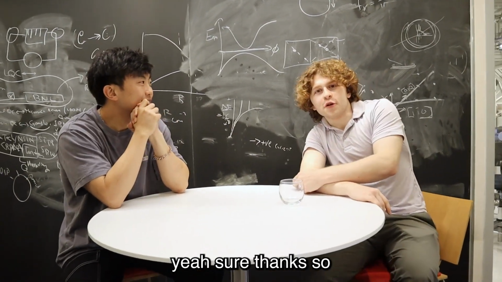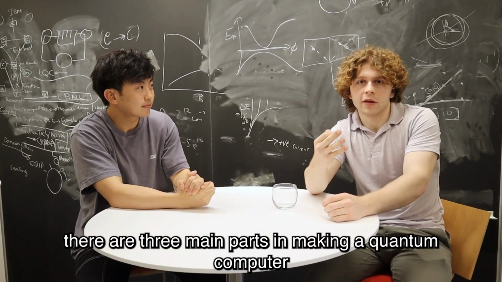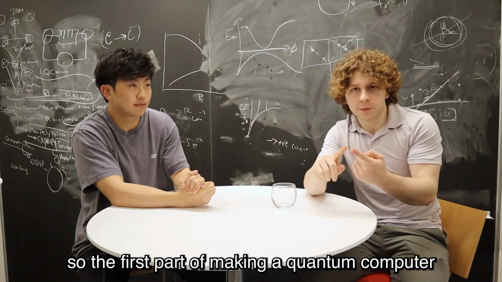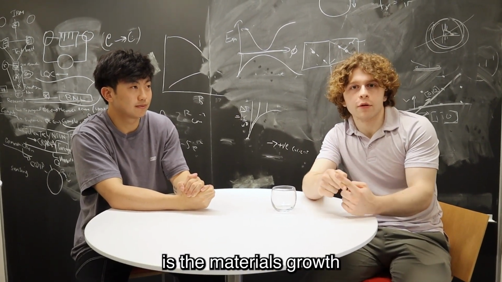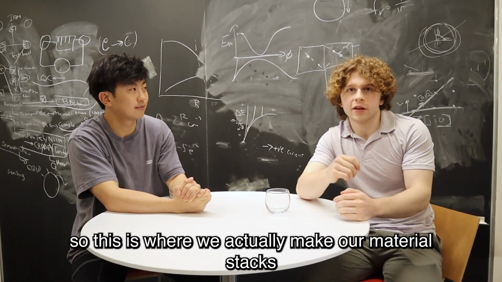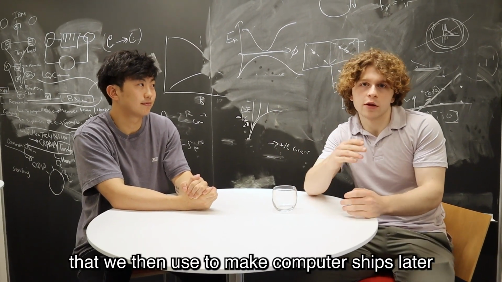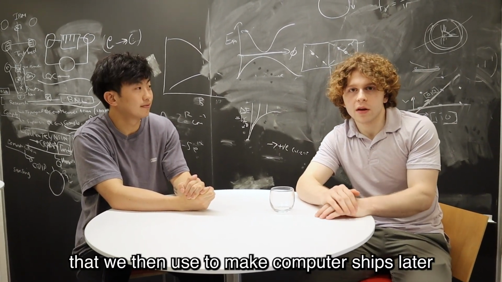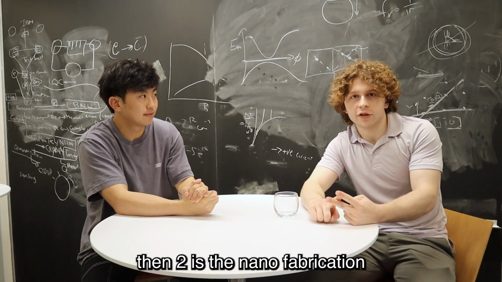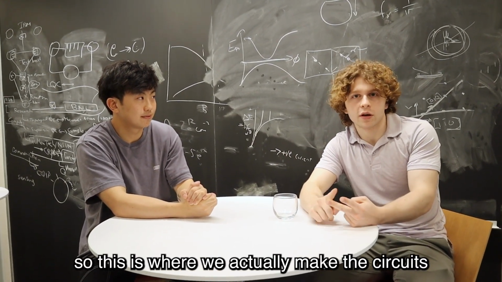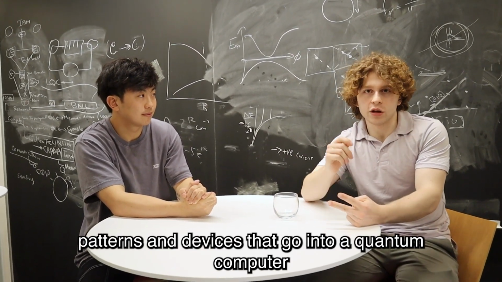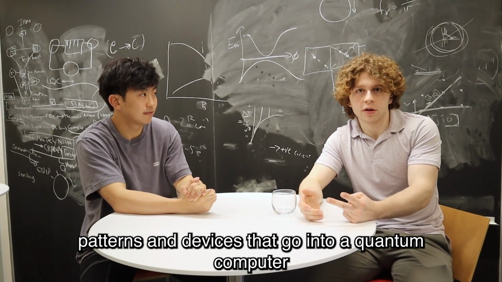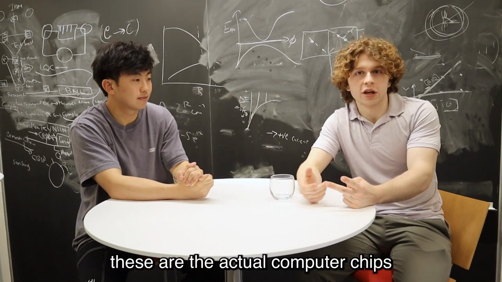Yeah, sure. Thanks. So there are three main parts in making a quantum computer. The first part is the materials growth. This is where we actually make our materials stacks that we then use to make computer chips later. Then two is the nanofabrication. This is where we actually make the circuits, patterns, and devices that go into a quantum computer. These are the actual computer chips.